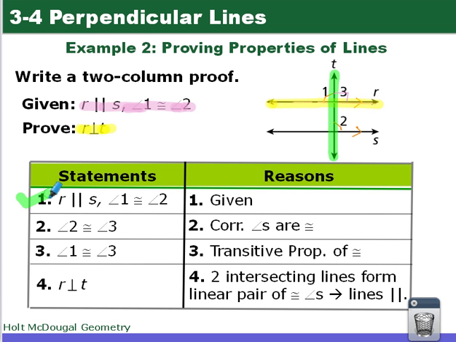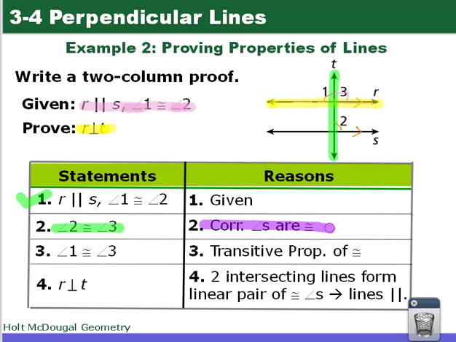That's what we're given. Next one says angle 2 and angle 3 are congruent. How do we know that? Well, angle 2 and angle 3 are corresponding angles. We remember that from a few sections ago. So the reason we know that these have to be congruent is because corresponding angles are congruent when lines are parallel, and we're told R and S are parallel.